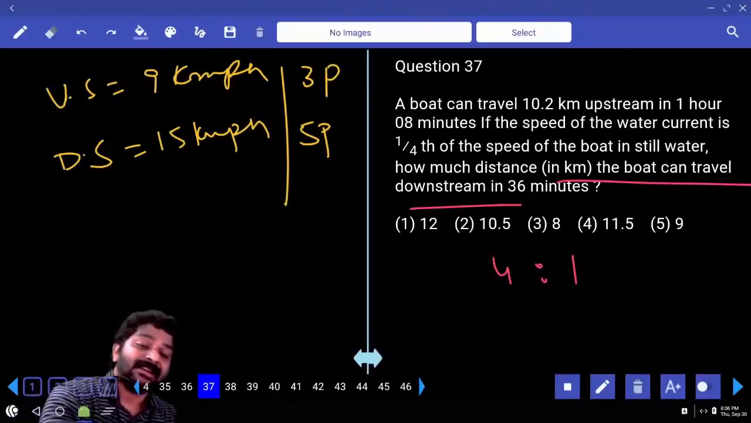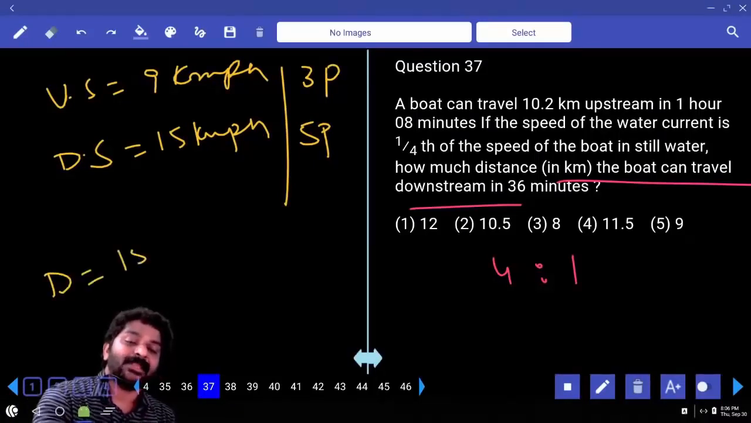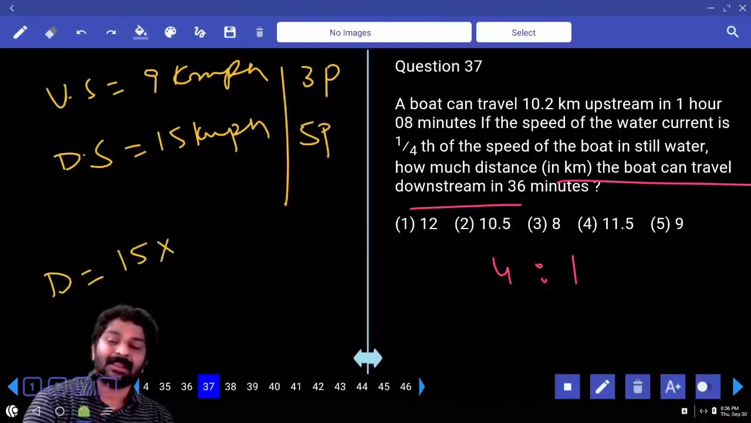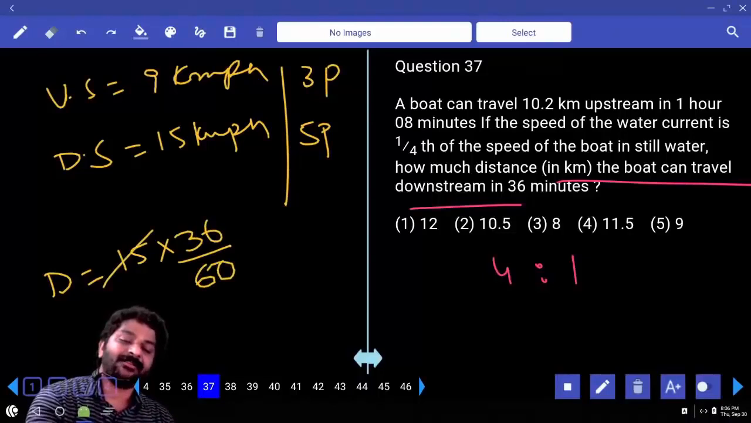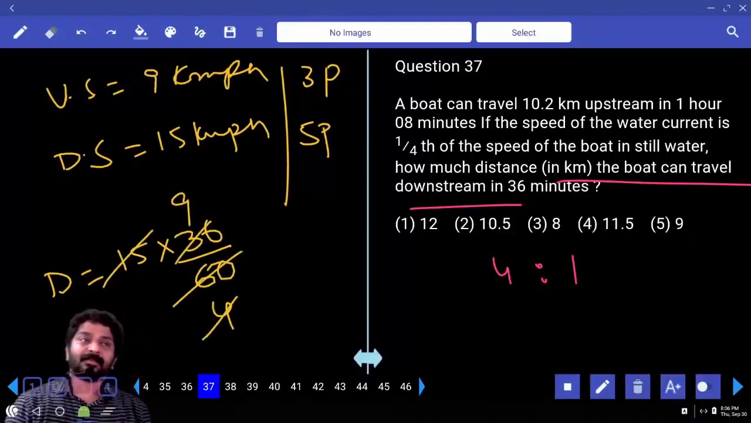36 minutes. Distance is equal to speed into time. Speed 15 kilometer per hour into minutes 36, convert into hours 60. 15 how many times? 4 how many times? 9. Fifth option, final answer.